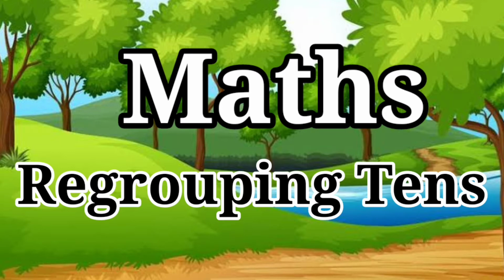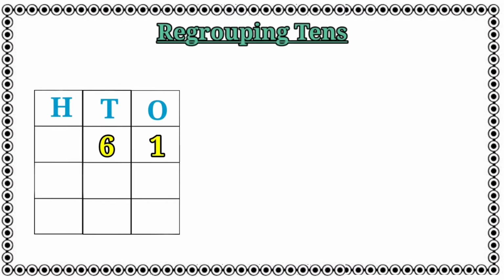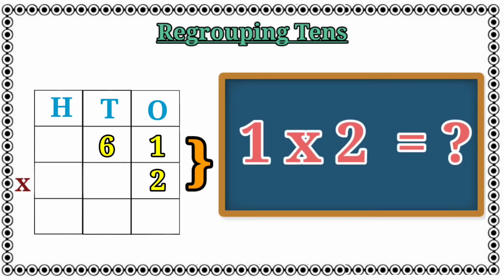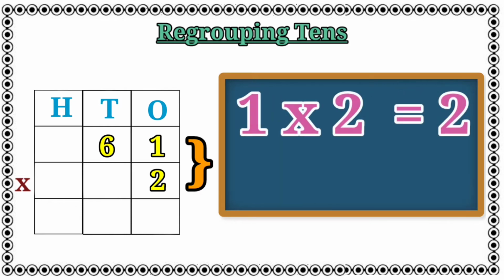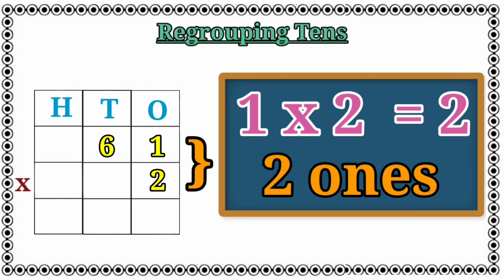Let's see the first example, 61 into 2. Let's multiply the ones column. 1 into 2. We know that when you multiply any number by 1, the answer is always that number. So, 1 into 2 equals 2. Here, 2 ones. Let's write the number 2 in the ones column.